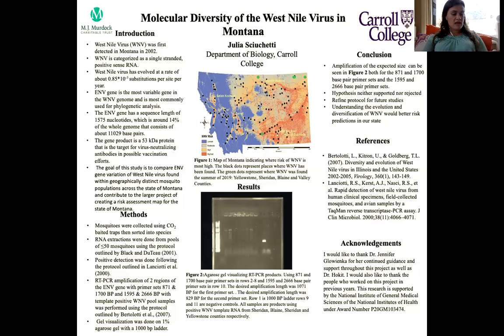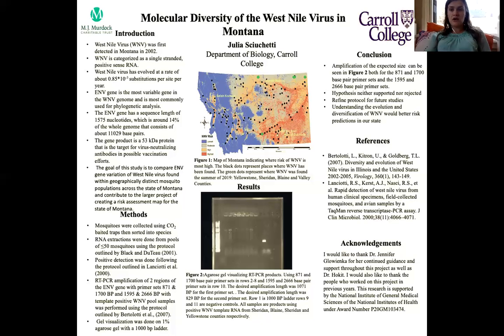So the envelope gene is chosen for this study because of its high variability and information that can be comparable to whole genome studies. The sequence length for that is 1,575 nucleotides, which is about 14% of the whole genome. And the gene product for that is a 53 kilodalton protein that's a target for virus neutralizing antibodies that could potentially be used in vaccine efforts in the future.